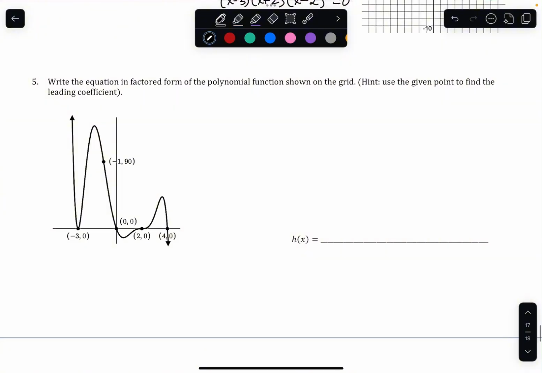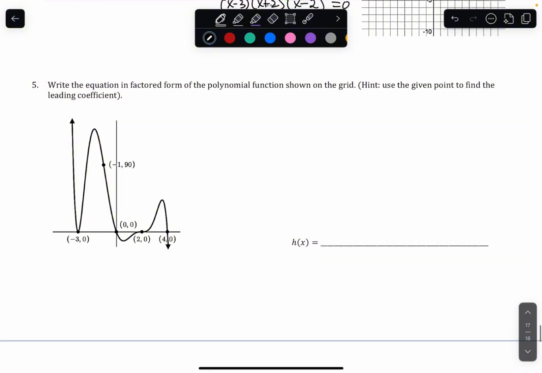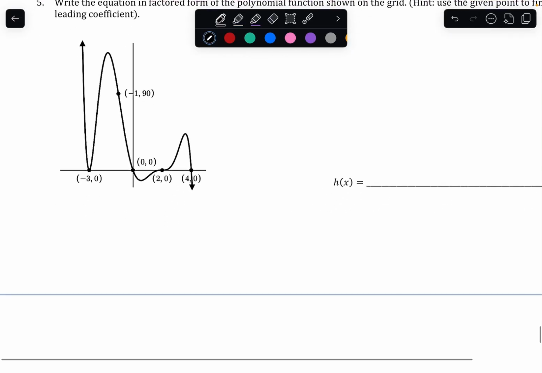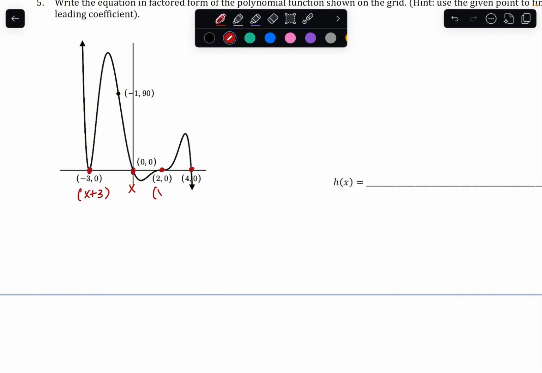And then for this last one, it says write the equation in factored form of the polynomial, and use the given point to find the leading coefficient. Okay, and so looking at each of these zeros, we have 1, 2, 3, 4 zeros here. The -3 means x plus 3 is a factor. The 0 means x is a factor. And then here we would have x minus 2. Here we would have x minus 4.